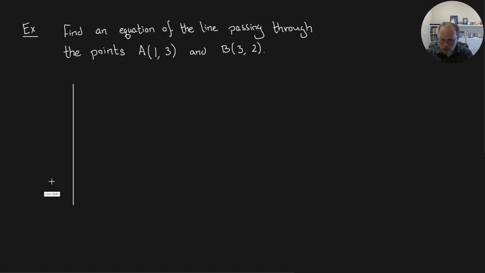So let's draw a quick picture of where we're at. We have 2 points. We have point A, which is at (1, 3), right there. That's A. And point B is at (3, 2). So that'd be there.